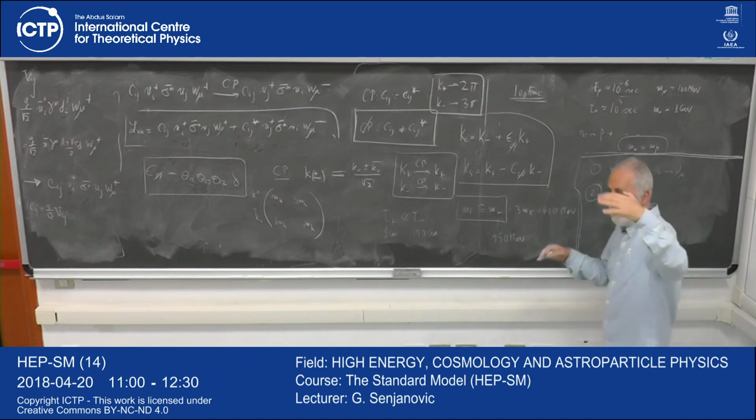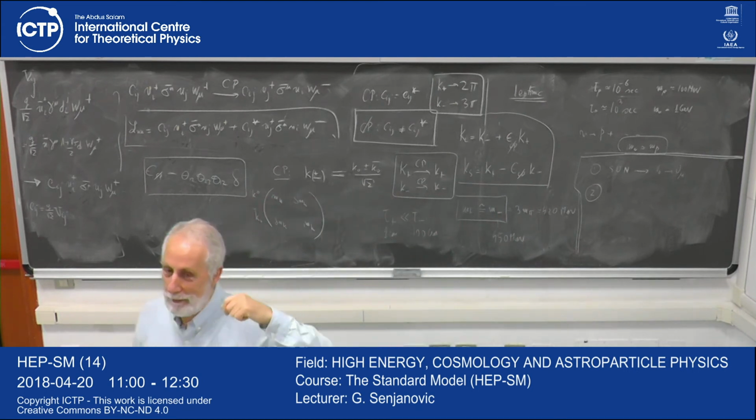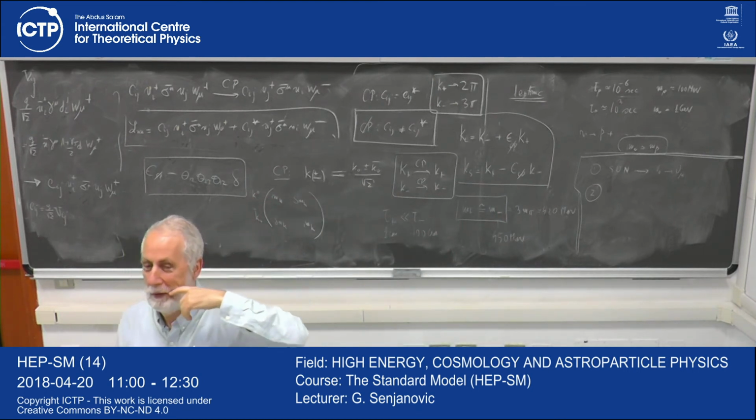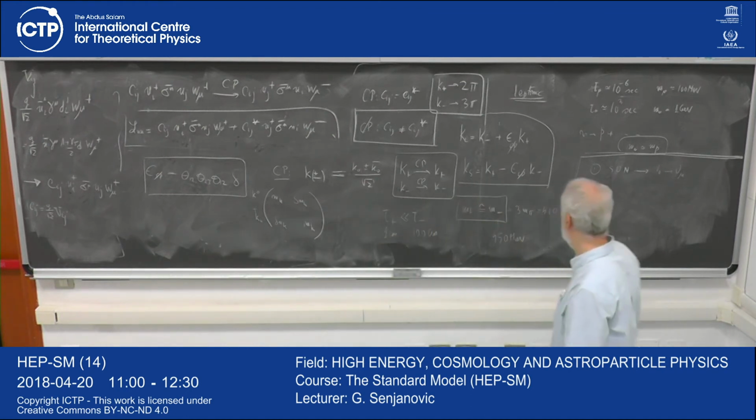How do we call them? Where did they look at them? From where? From the atmosphere, actually. They're called atmospheric neutrino oscillations.